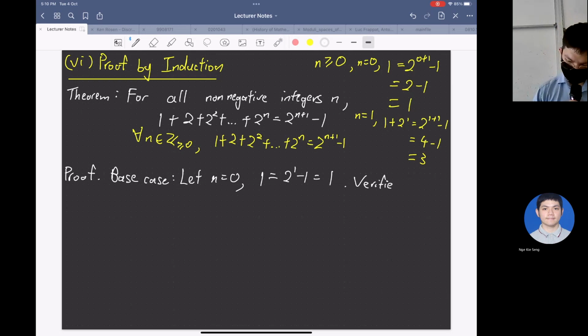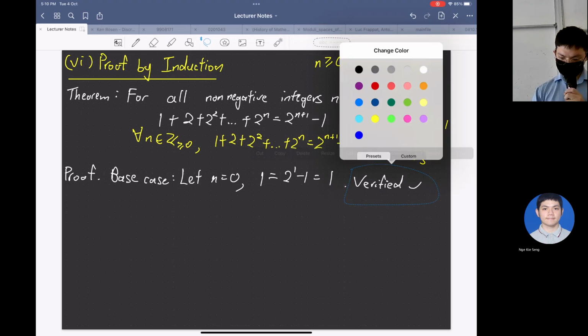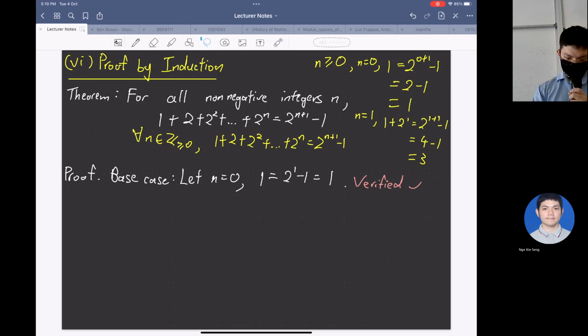Verify. Okay. And then, this one is just some comment. Don't write this into your proof. Okay, don't write this into a proof.